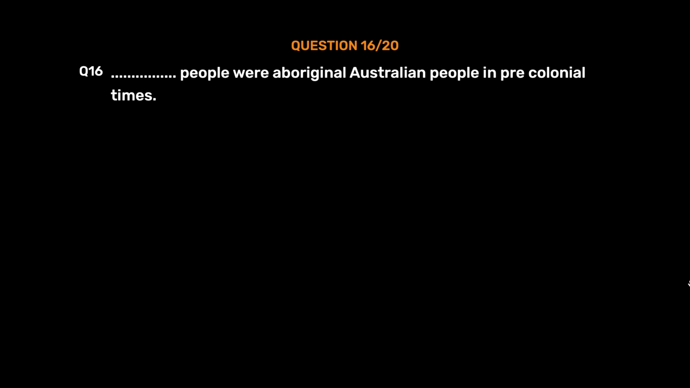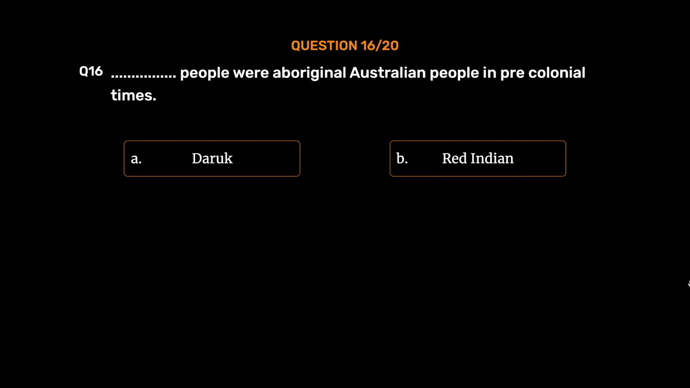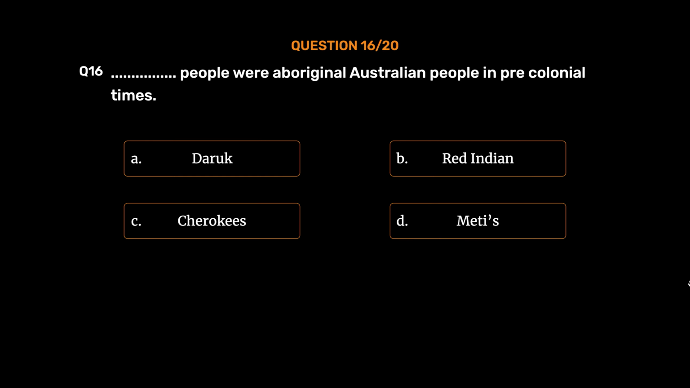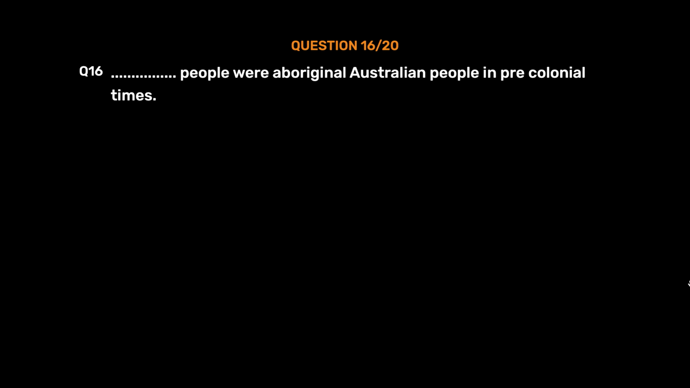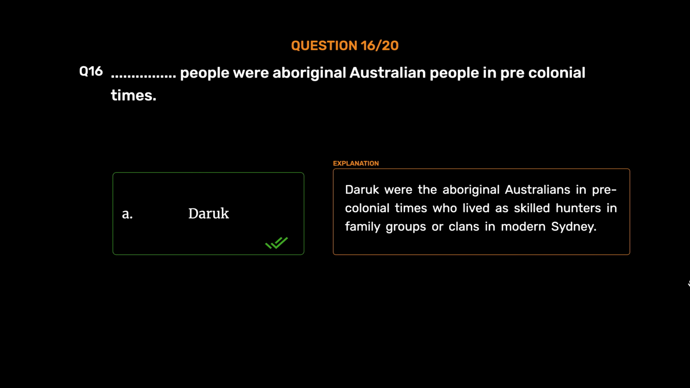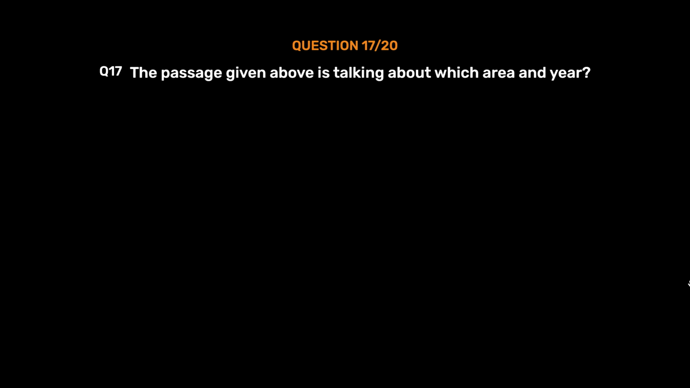Question number 16. People were Aboriginal or Australian people in pre-colonial times. Option A, Darug. Option B, Red Indian. Option C, Cherokees. Option D, Métis. The correct answer is Option A, Darug. Darug were the Aboriginal Australians in pre-colonial times who lived as skilled hunters in family groups or clans in modern Sydney.